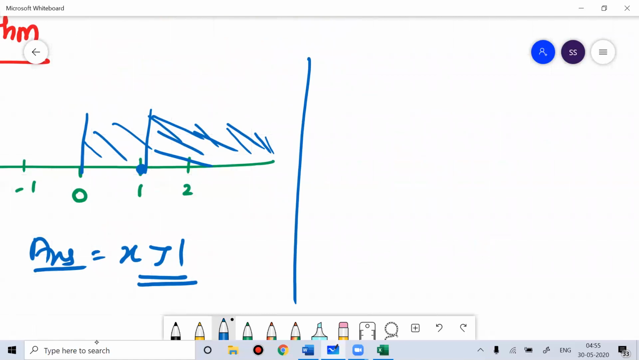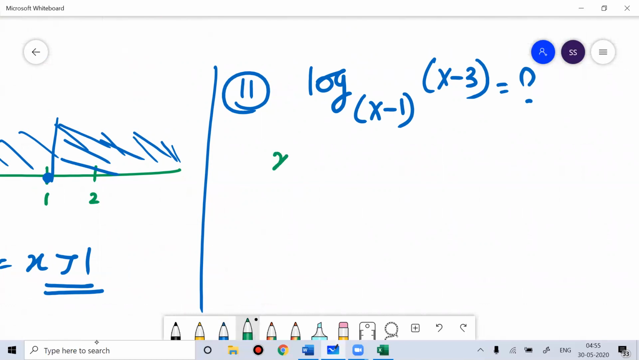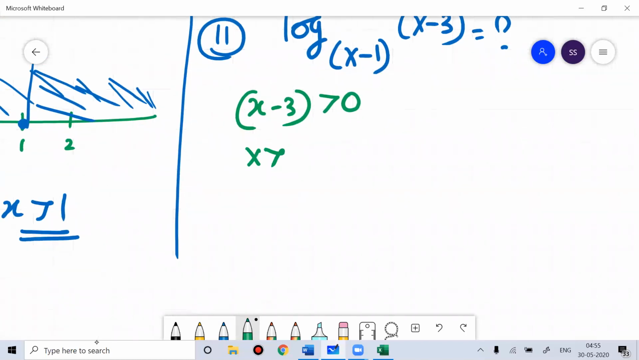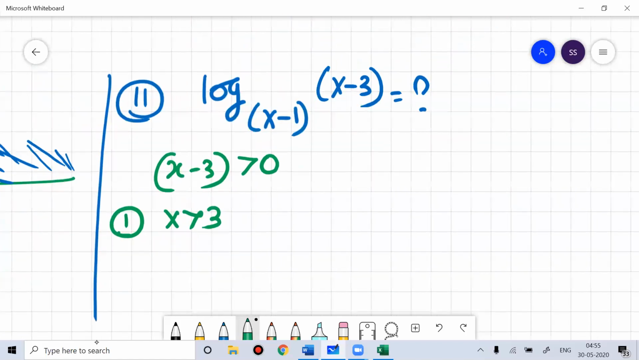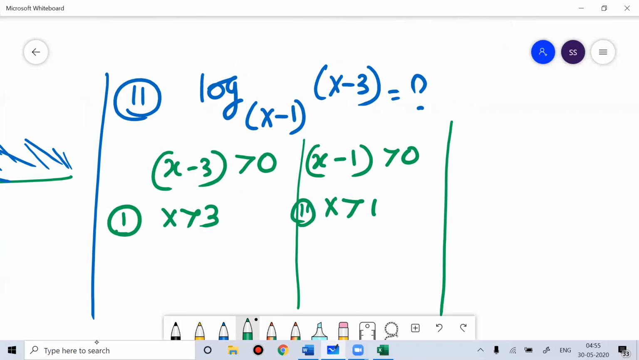Suppose I ask you another question: log base x minus 1 of x minus 3. Tell me what values of x will satisfy this expression. For that, x minus 3 should be greater than 0, so x should be greater than 3. That is condition number 1. Next, x minus 1 should be greater than 0, which means x should be greater than 1. This is the next condition. The third thing is x minus 1 should not be equal to 1.